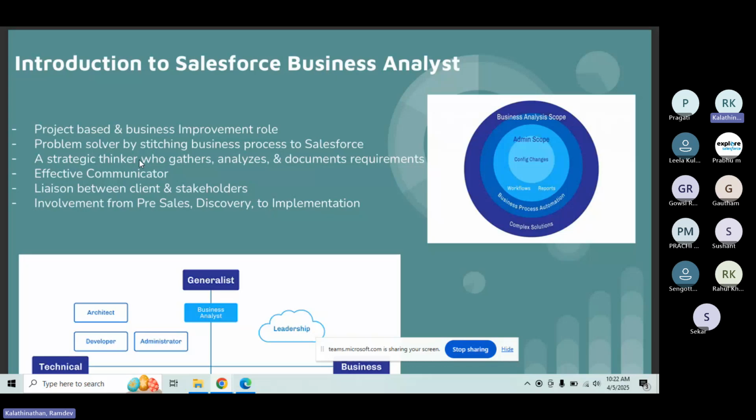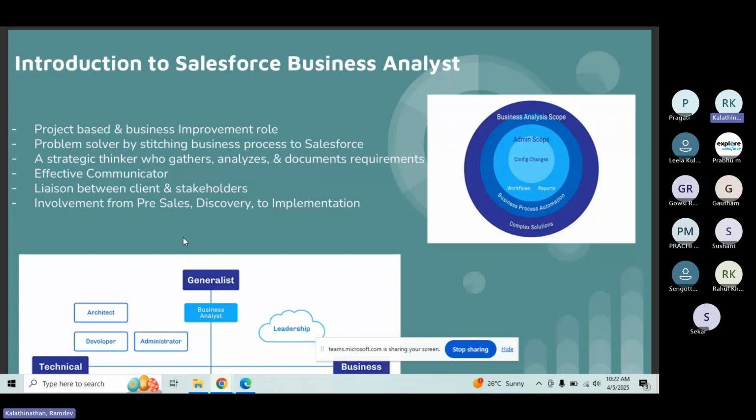So client gives you business requirements, and then you translate them into technical needs, because your developer will not understand business terms. So you will have to put it in a user story kind of a thing, and then tell them, okay, this is what you have to do, in a way that they understand, so that the implementation happens. So this is more about a Salesforce business analyst's detailed role.